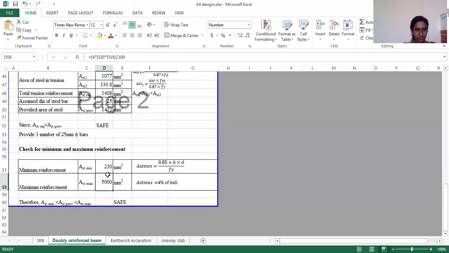But whatever the value of Ast required should lie between these two values, between the minimum and the maximum. So the value 1472, it lies between these two values. Hence, this design is safe. You can check here Ast provided is greater than Ast minimum and less than the Ast maximum. So this is safe. So this is about the design of single reinforced beam. Sorry, design of double reinforced beam.